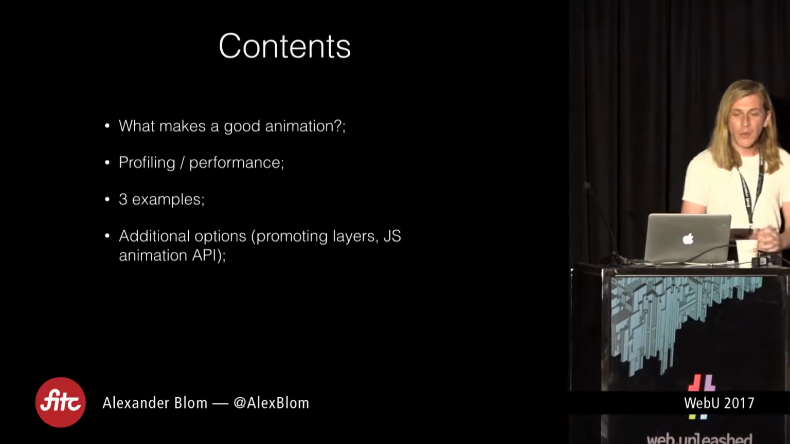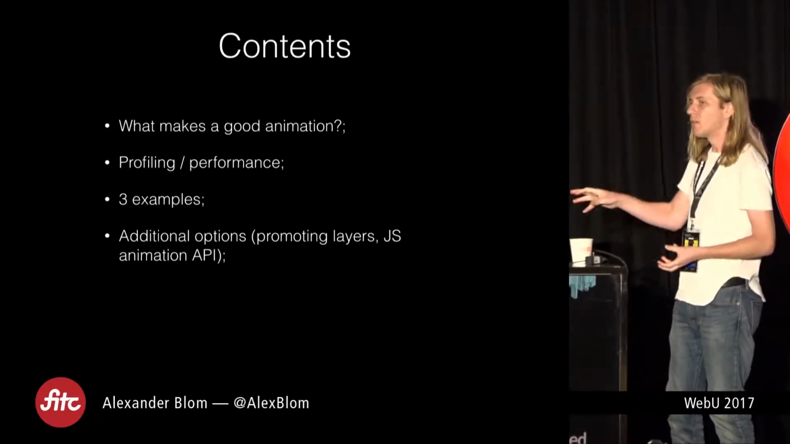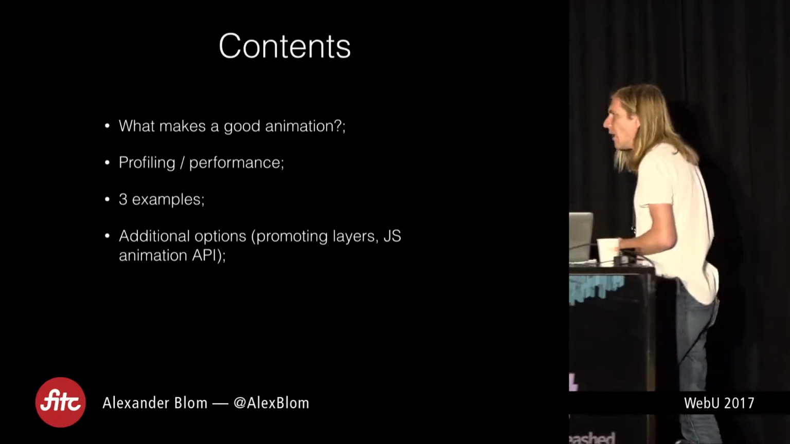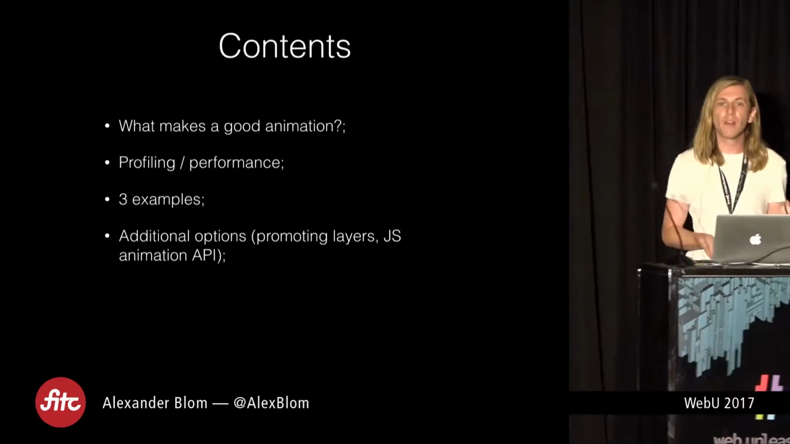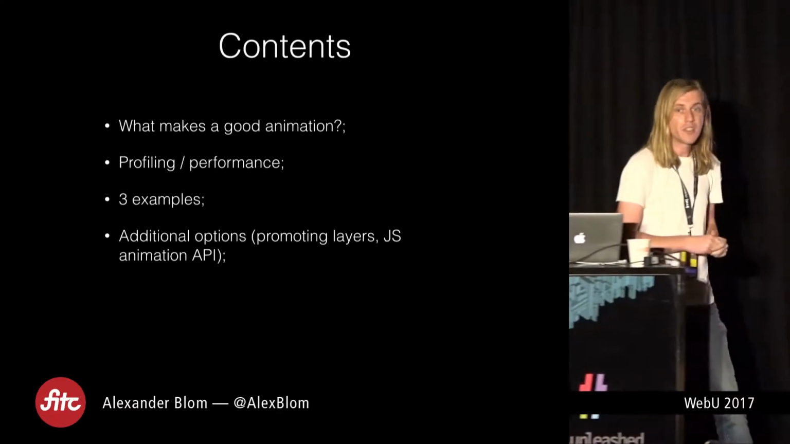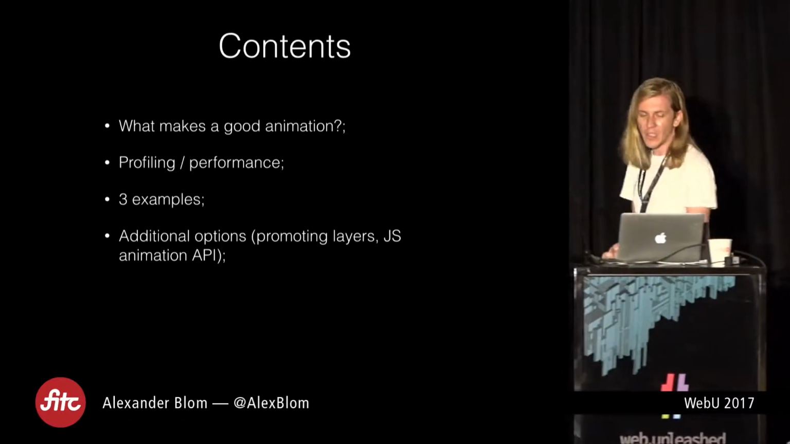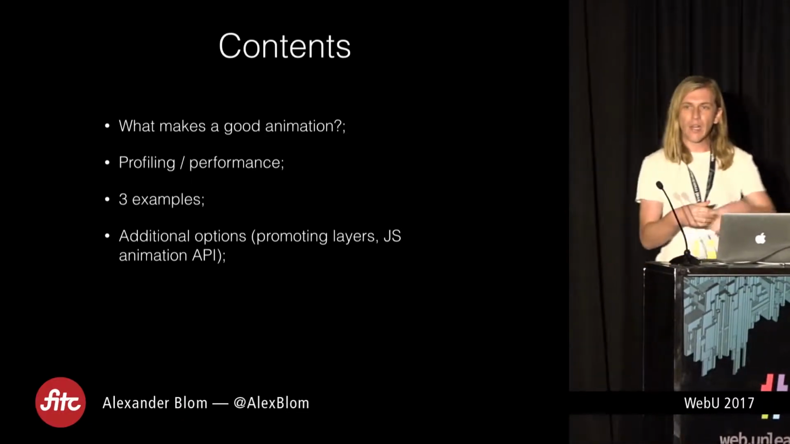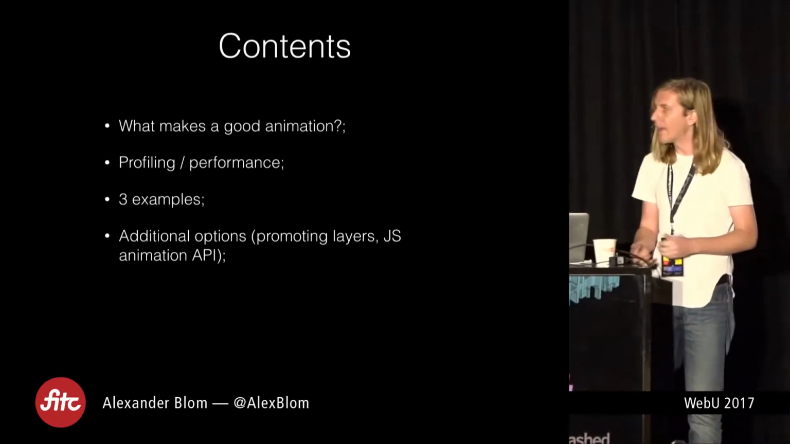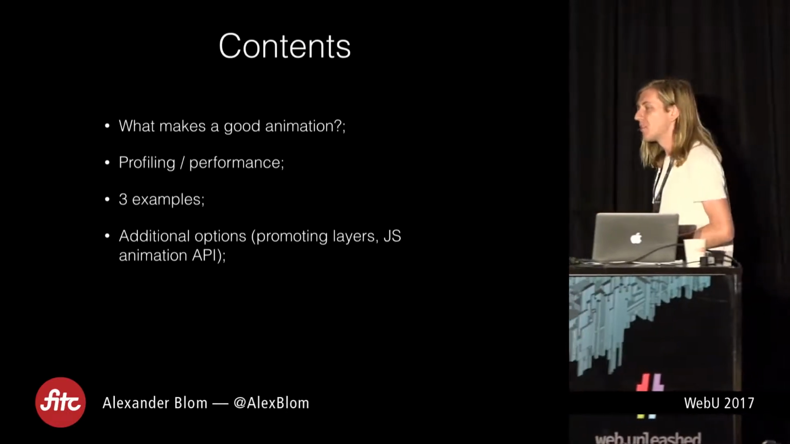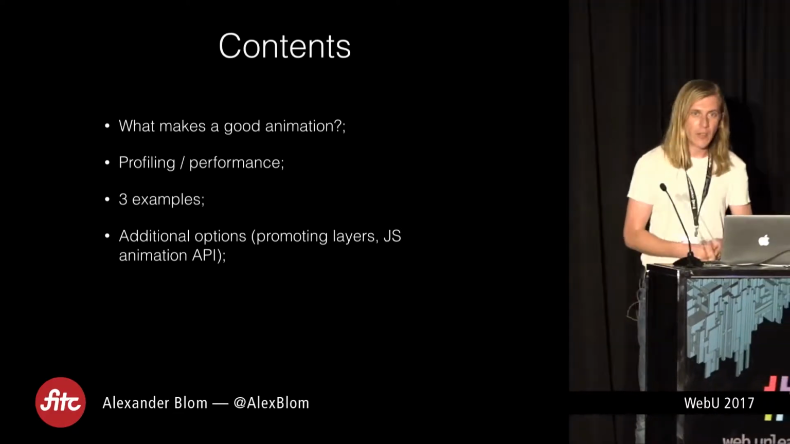So what are we actually going to cover today? A couple of things. One is, what do we care about when we're thinking about animating? I'm going to go through some examples. I'm going to show you how we profile the performance of an animation to actually see what's going on. And then, what other choices do we have? So I'm going to go into animation frames, how we promote layers, the JavaScript animation API, and some other stuff like that. If we get time, I'll show you some of the stuff that's coming up but maybe isn't well supported yet, such as the intersection observer.